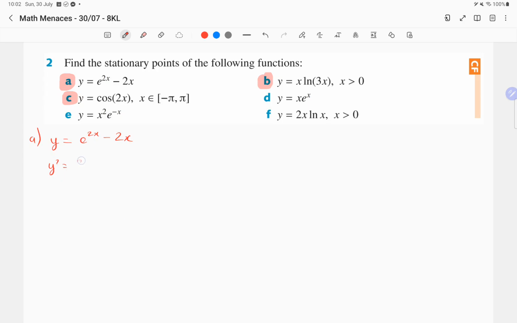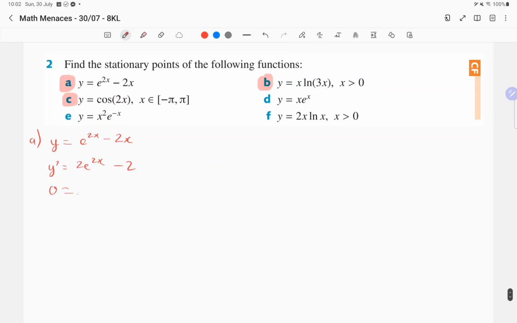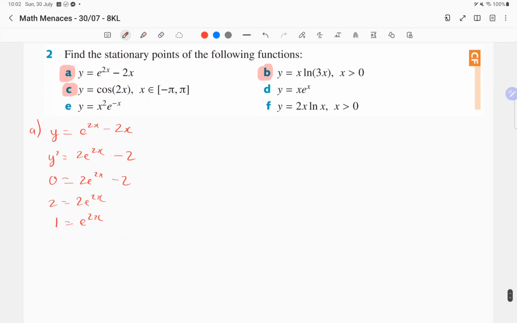Because when you write it up, your derivative is 2e^2x minus 2, and then it turns into 2 equals 2e^2x, then you divide it, and it's just 1 equals e to the power of 2x. Yep. And then to find x, you change it into logs, and it's 2x equals ln of 1. Yep. So it's just x equals 0? Yeah, that's right.